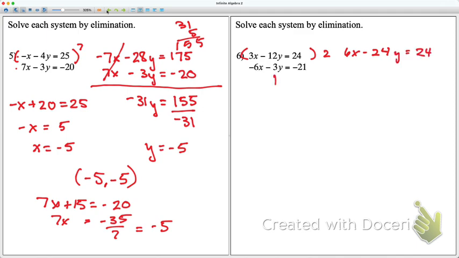What if I wanted to get rid of the y's? I need to multiply this second equation by what? -4. Why does it need to be a -4? So it comes out positive. So I would have 24x plus 12y equals 84. Now, guys, does it matter which one I do? No. Are there ones that are going to be easier one way than the other? Yes.